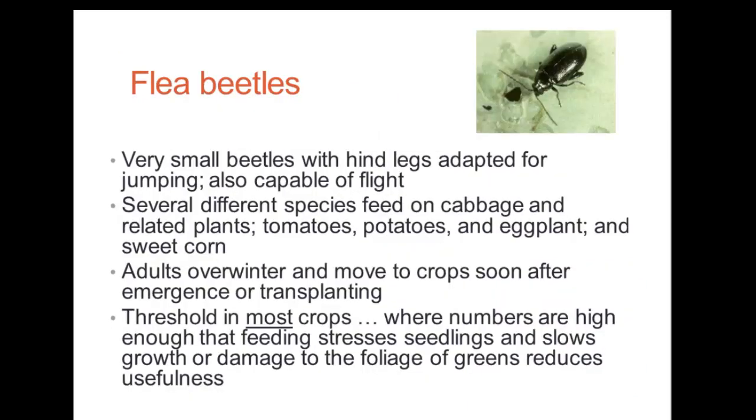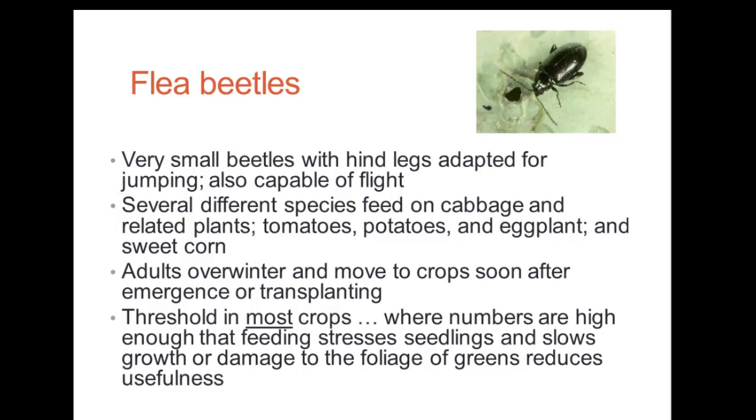Flea beetles. These are the little tiny beetles that are called flea beetles because they jump like fleas. Usually they're dark-colored. Some are a little prettier than others. There are different species that feed on different families of plants. So when you see the flea beetles on corn, that's not the same one that's on cabbage. That's not the same one that's on tomatoes and potatoes. There's a little overlap, but in general, they're on different families of plants.